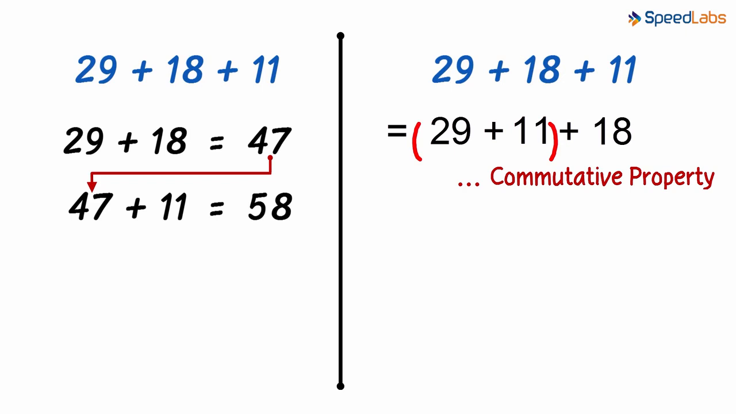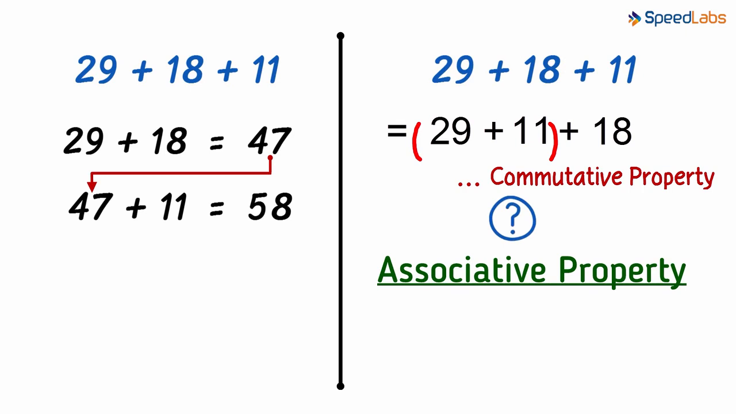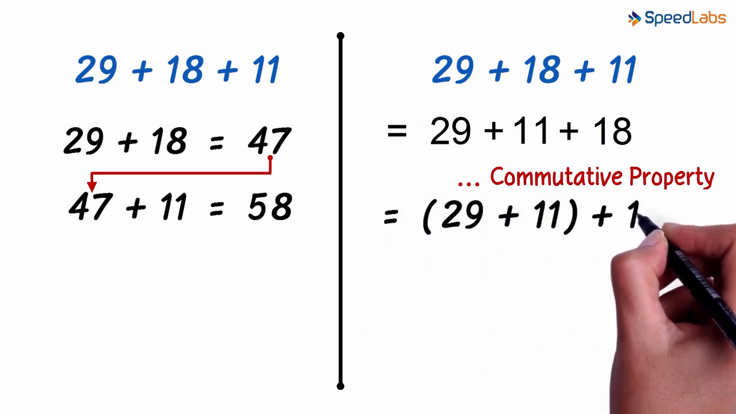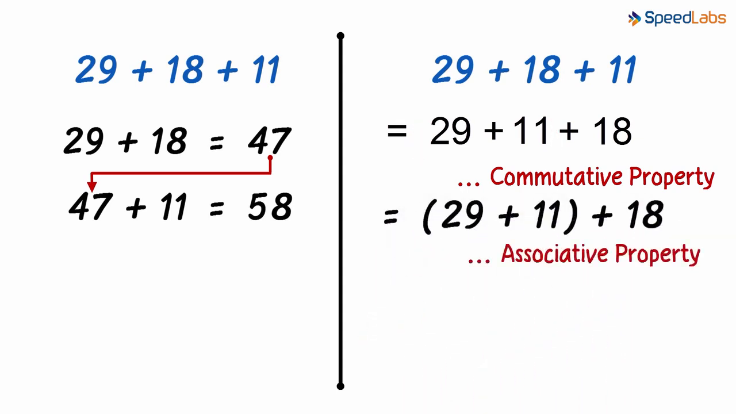But are we allowed to do so? Yes. According to the associative property, we can group integers in any order for addition. Now the question can be written like this. Pause the video and write the solution.